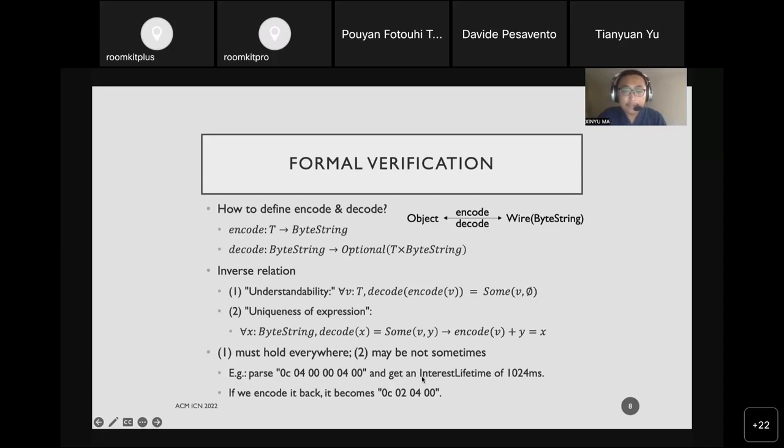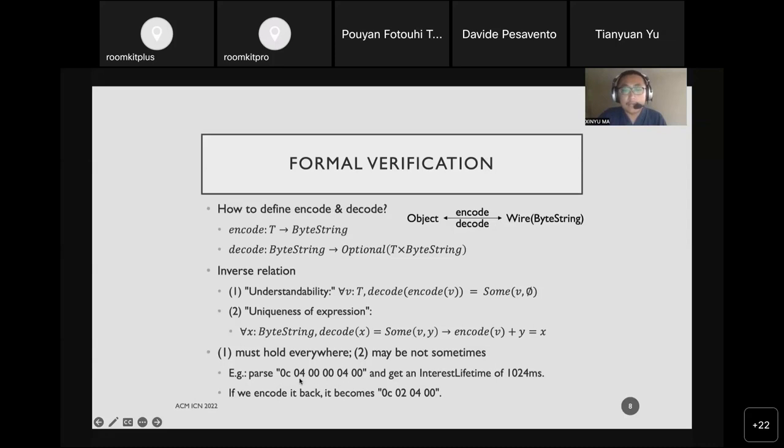for Interest in NDN, we have a field called InterestLifetime, and its type number is 0x0C. Suppose the interest has a lifetime of 1024 milliseconds, then the correct way to encode it is to use 2 bytes, because it only needs 0x0400. But if we receive a packet that uses 4 bytes encoding, should we just fail on parsing this packet? I think probably we do not need to fail on this, because this is really a minor issue and we can understand what it means.